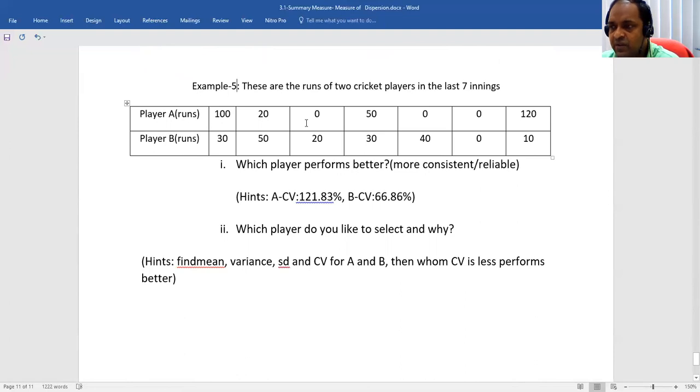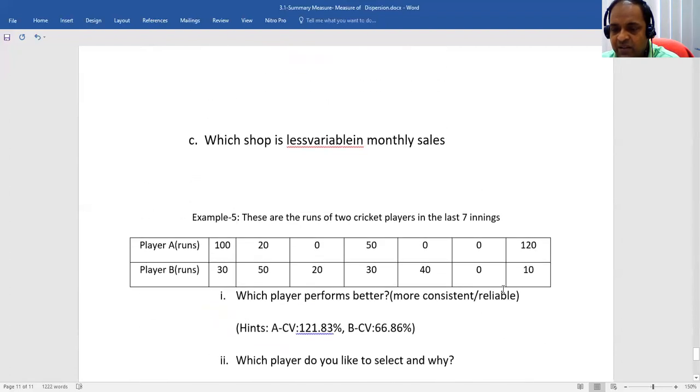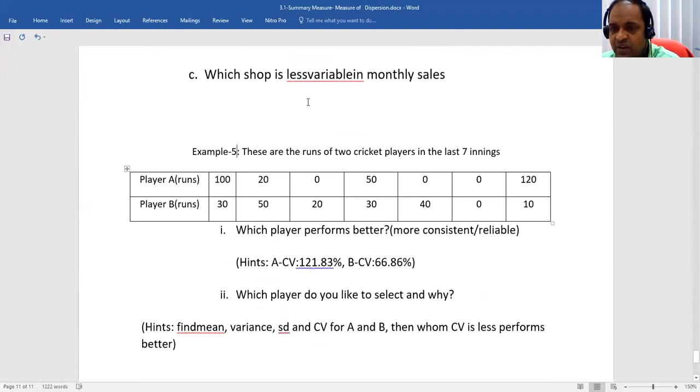You know, in cricket, some player scores 120, 30, 50. Then you can compare the two players and decide which player you should select for the next innings, the next match. More interesting, I gave some hints. Please do it, complete the work, and we will discuss it on the discussion board. This one will be less variable. So good luck. Do more practice, it will be easier.